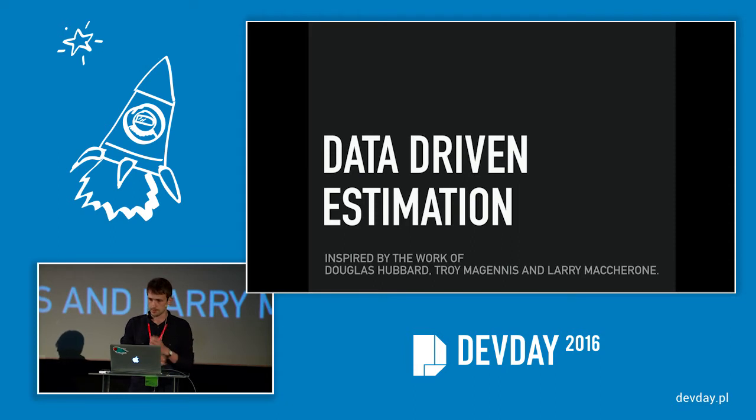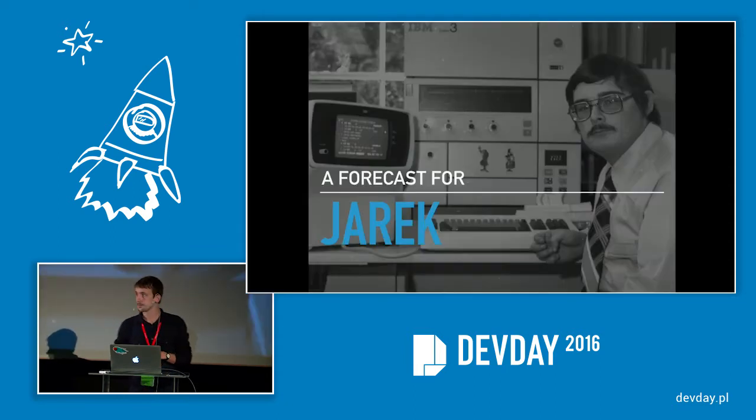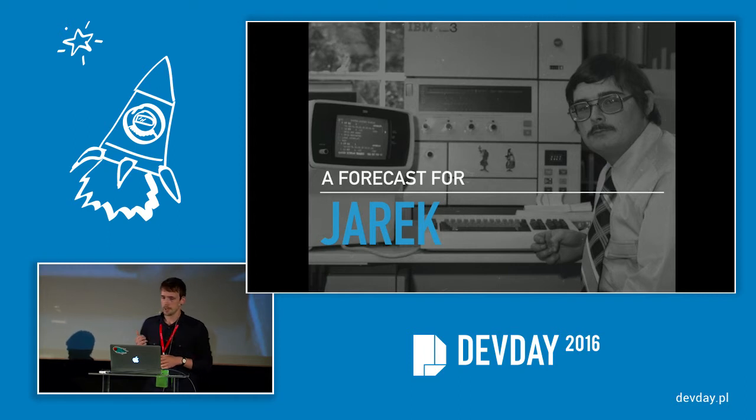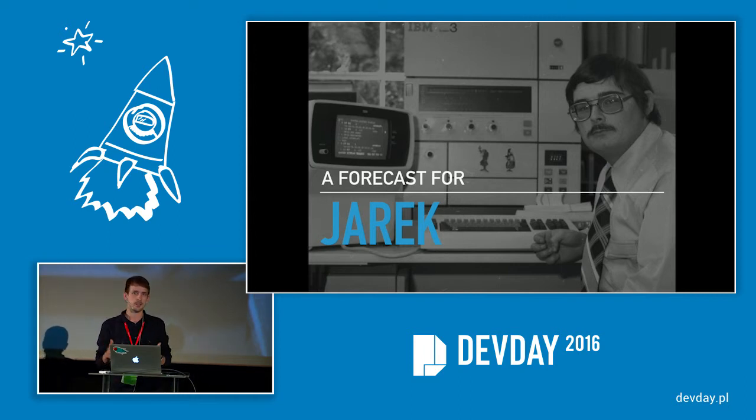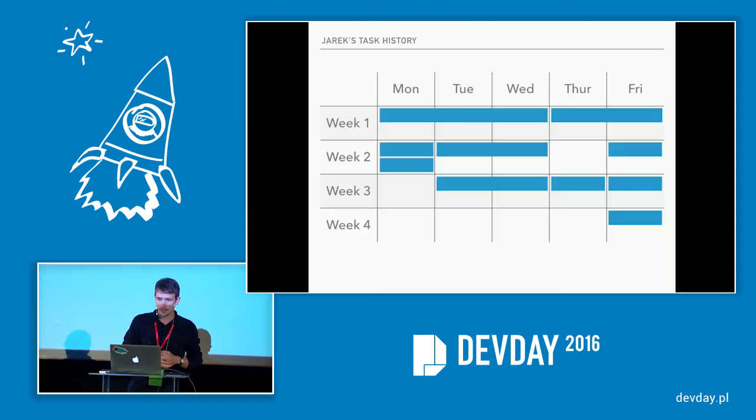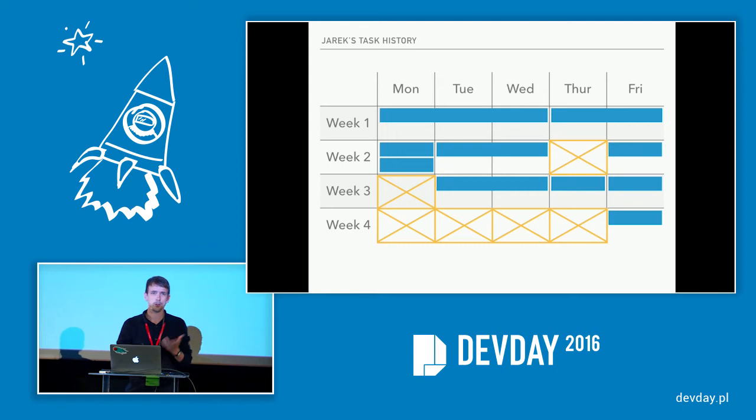So let's get to the estimation. Let me introduce you to Jarek. Jarek is a developer, and he's been asked to estimate a backlog of 10 tasks for his client. Firstly, we need some data from Jarek. So we go to his task tracking app, Pivotal Tracker, Trello, whatever it is, and we download the data. If we put it on a calendar, it looks something like this. We have tasks that range from between 1 and 3 days. Sometimes he's working on no tasks, and sometimes he's working on 2 tasks. This is all the data we need to start doing a statistical forecast.